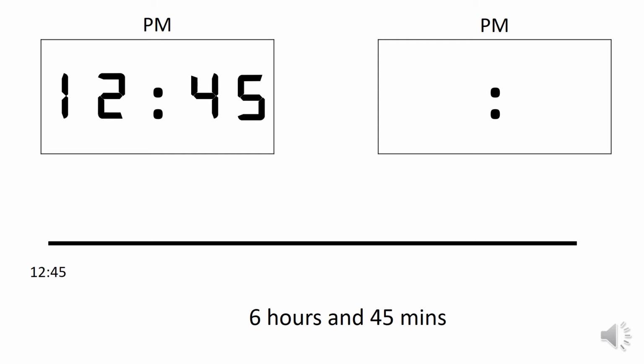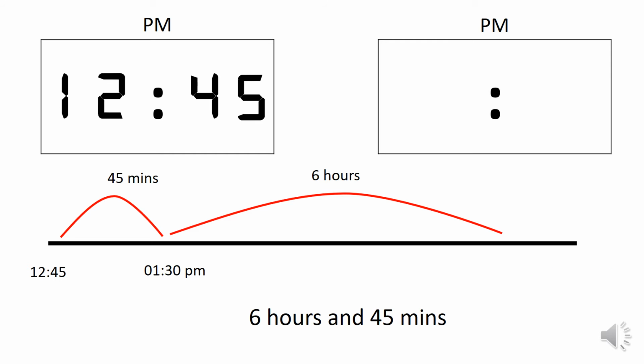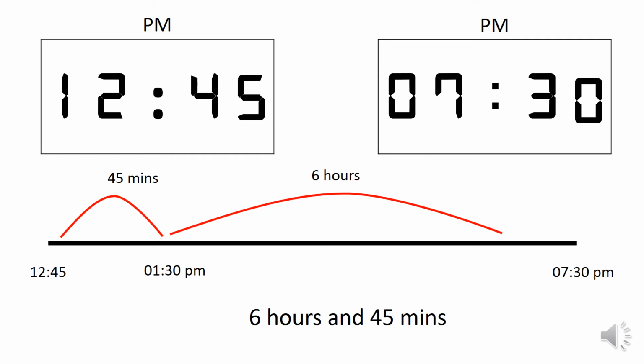So I draw my line. Put the start time here, 12:45. I'm going to add on 45 minutes. That gets me to 1:30 p.m. I'm going to add on 6 hours. And that gets me to 7:30 p.m. So 12:45, add on 6 hours 45 minutes, gets me to 7:30 p.m.